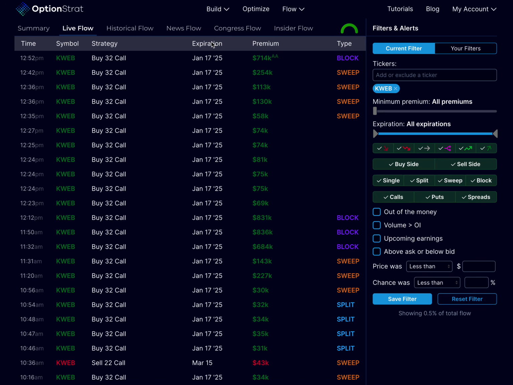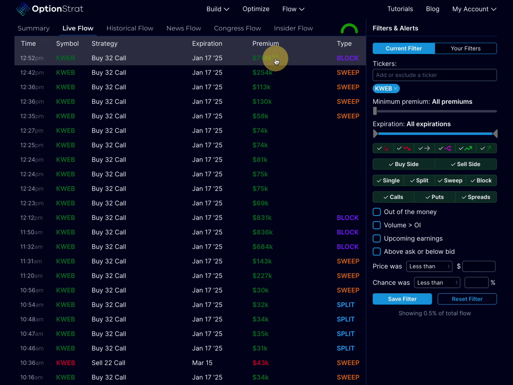This is all just to take a look, see what others are doing, and then take a look at their thesis and see if we might agree with that thesis. And we can see the amount of premium that was put into these trades. That's $715 million a few minutes before the close today. And see that little AA behind there? That was above the ask.